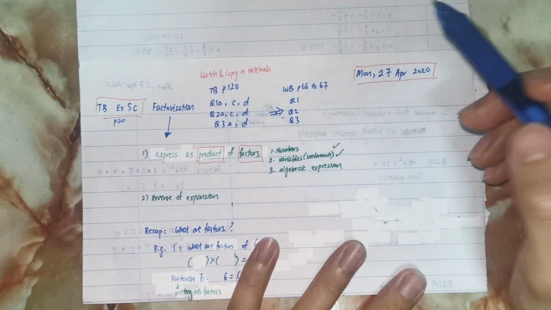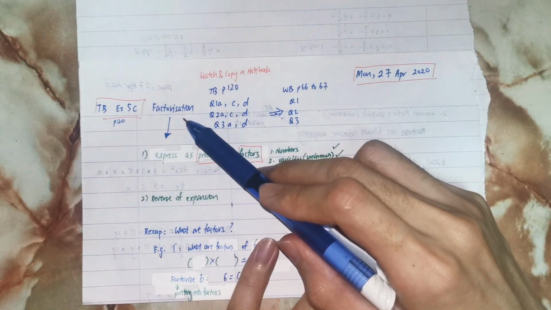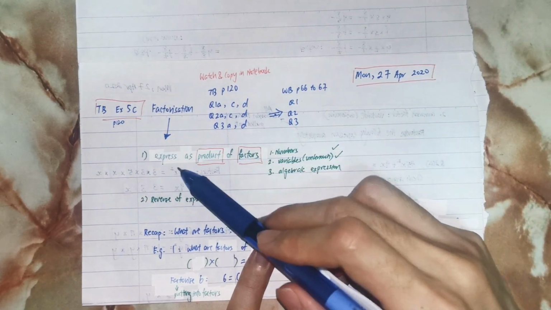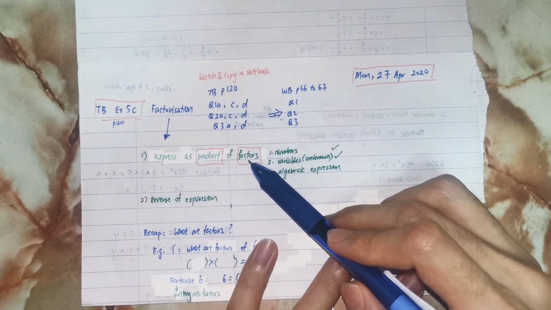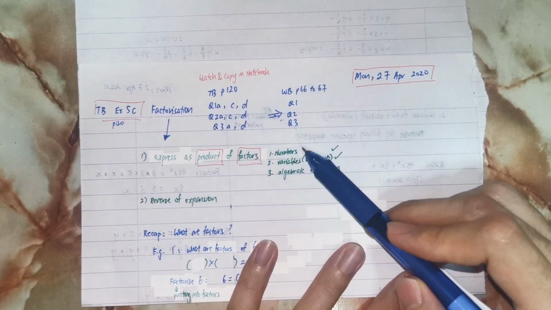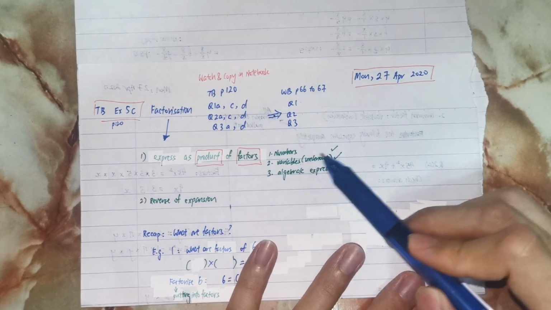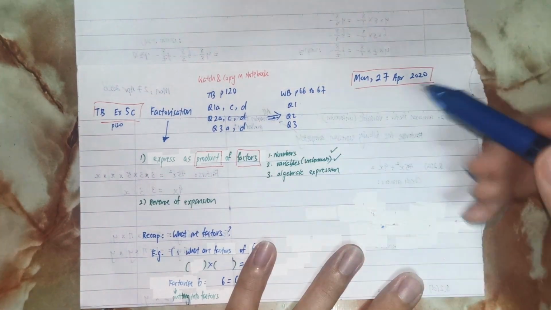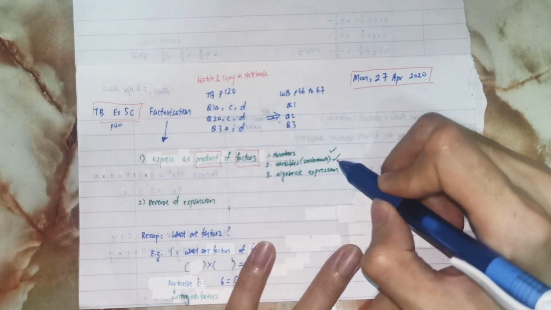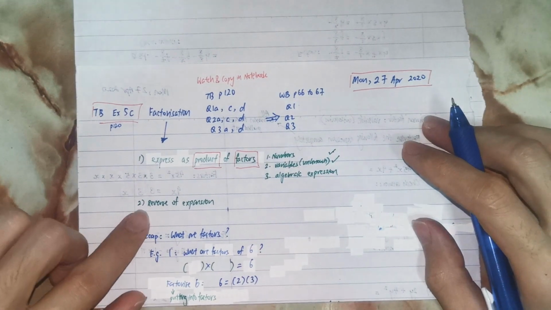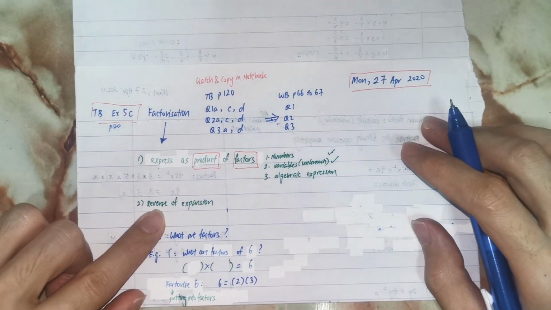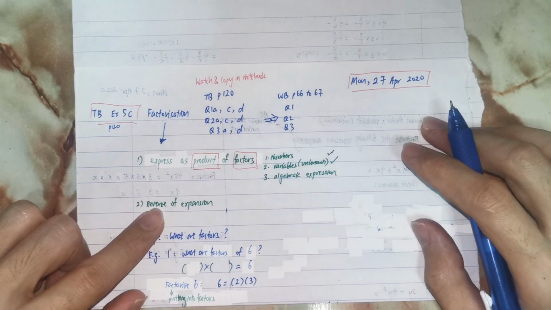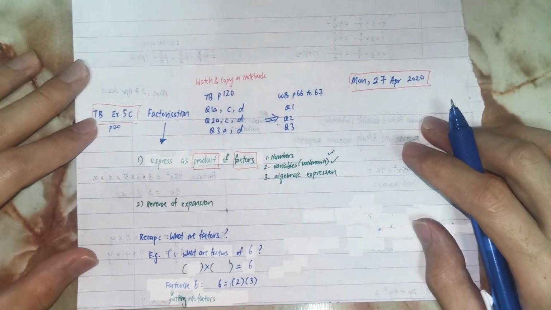Okay, so what is factorization? Factorization just means you express as a product of factors. These factors can be in terms of numbers, variables which are unknowns, or algebraic expressions. But for now, we'll just be looking at numbers and variables. And factorization is just the reverse of expansion. Okay, so what does it mean? We'll go through it later, so don't worry.